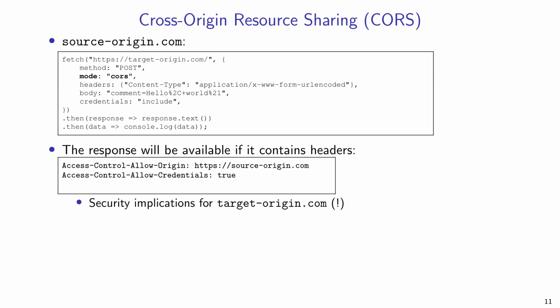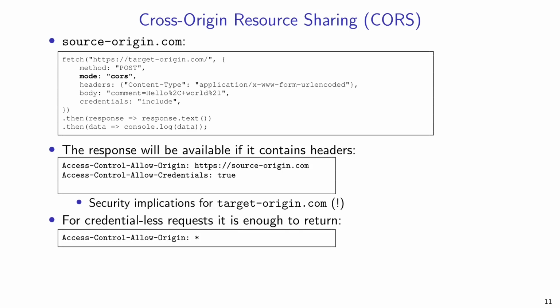By allowing credential-less resource sharing, we usually don't introduce security risk other than this allows third-party websites to fetch data from our website via the user's browser. For credential-less requests, it is enough to return Allow-Origin set to wildcard to authorize any website to access the resource. But if we use credentials set to true, we must explicitly specify here the origin that is authorized to access the resource. That is because allowing any origin to access resources with the user's credentials is generally very dangerous.